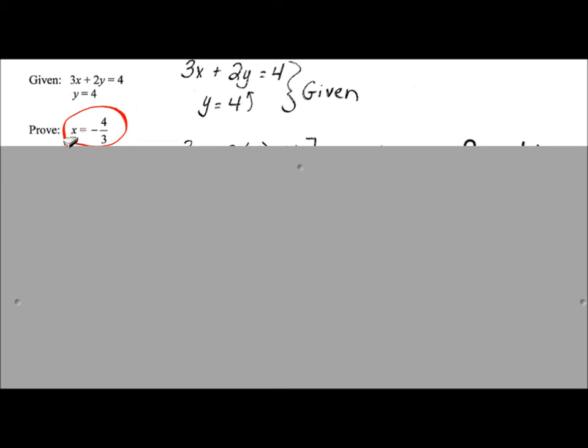Now, we always begin, remember, by writing down our given information. And that's what we'll do right now. We'll jot down everything that we were given, and we'll write that it was given so that we know that.